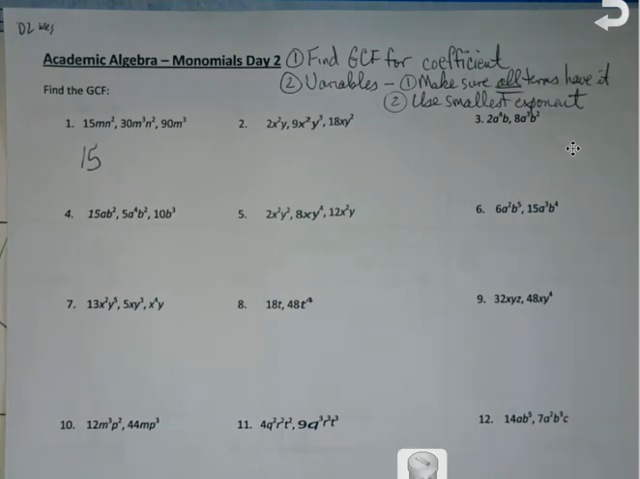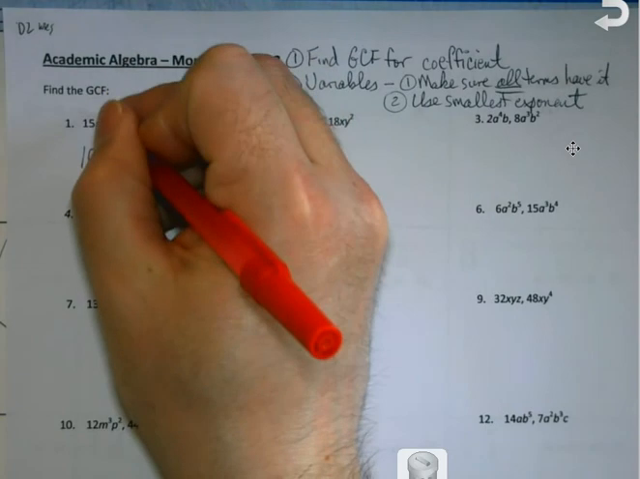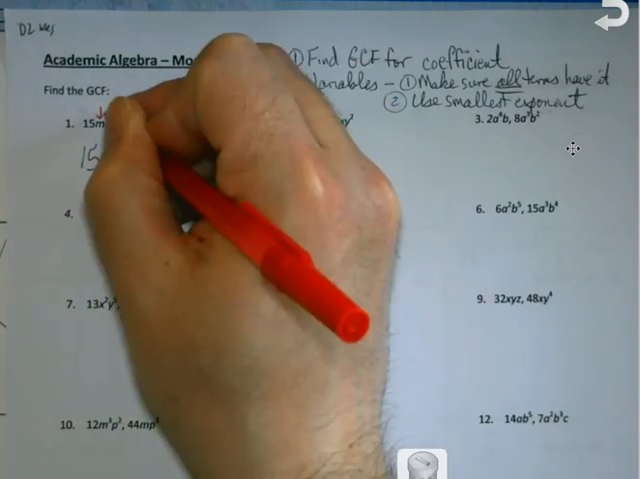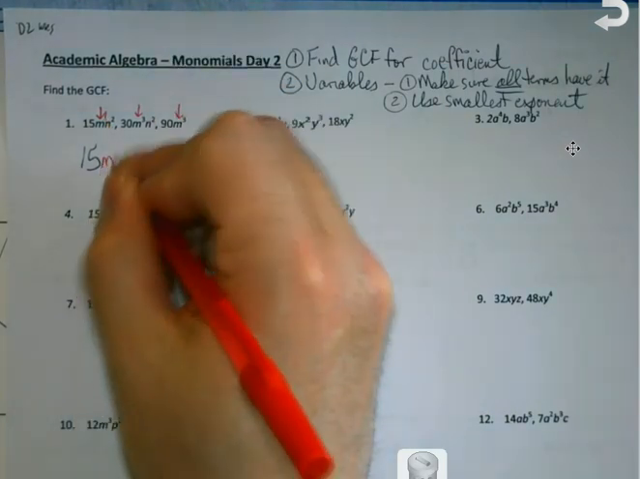And then I go through and I start looking at all the variable terms. And if I see all of them have it, so I'm like, okay, so M, I got an M, there's M, okay, they all have M. But I take the one with the smallest exponent. So I'd have M, or M to the first.